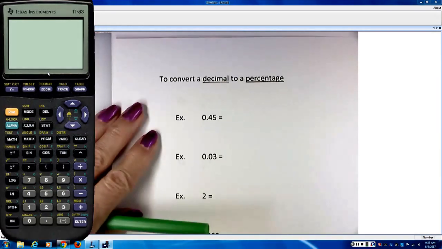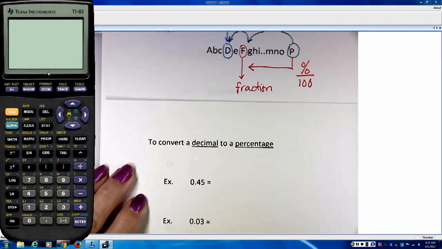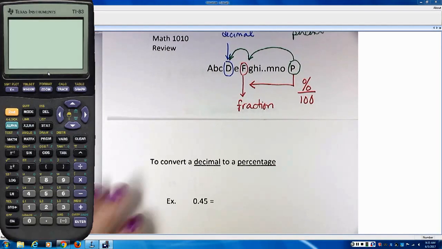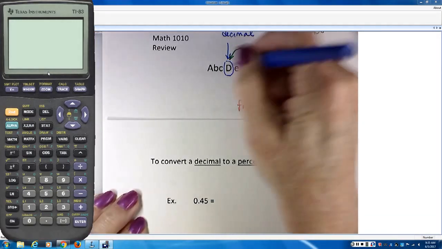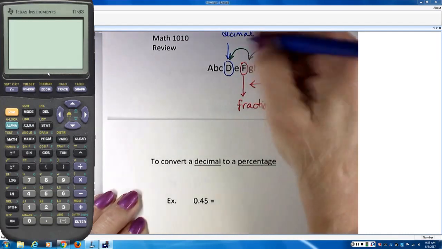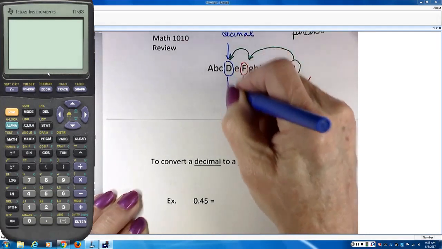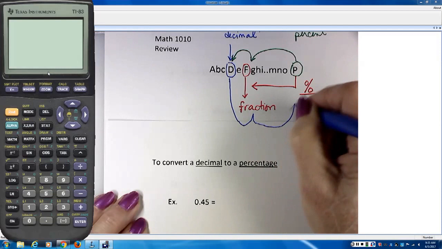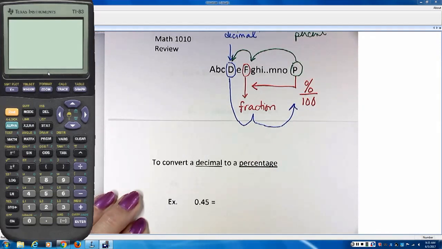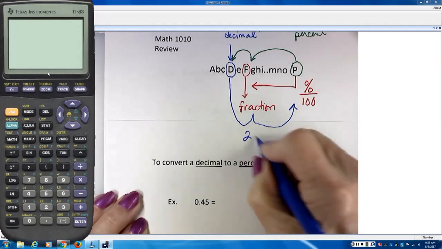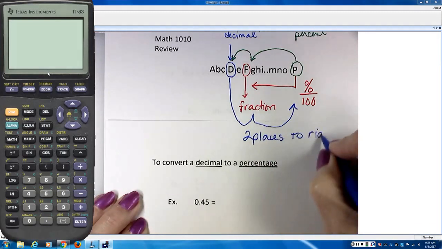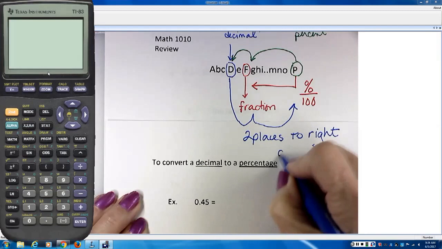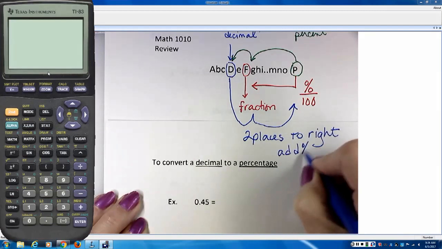On this one, on the third set of examples, we're going from decimal to percent. Decimal comes first. And in order to get to percent, you're going to move the decimal 1, 2 places to the right. And then you add a percent sign.